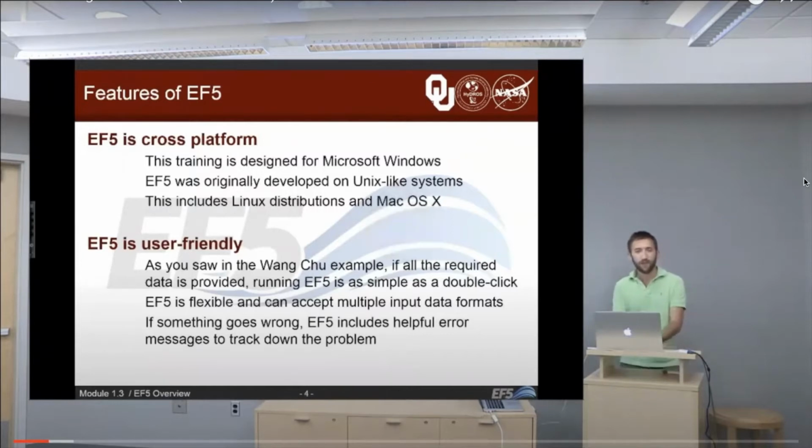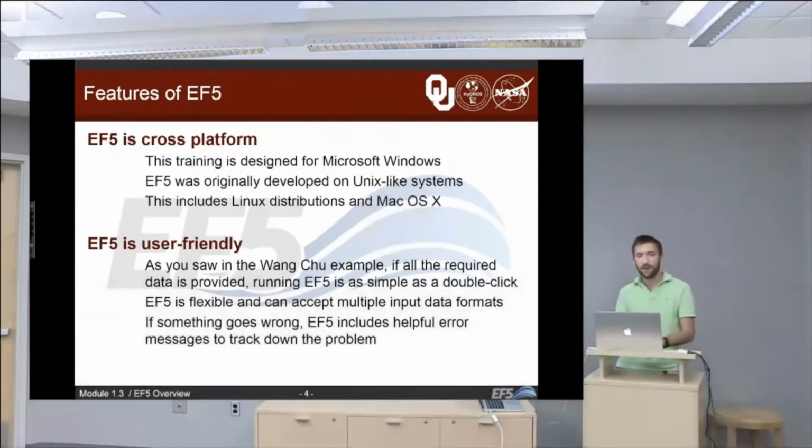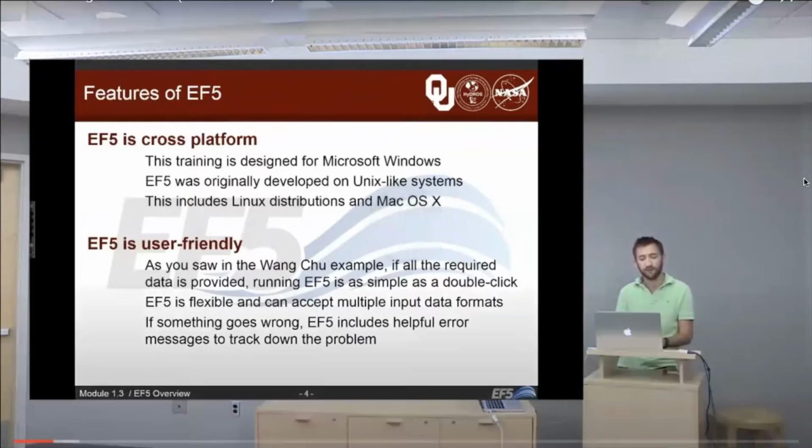It's also cross-platform. This training is designed and done in Microsoft Windows, but it was originally developed on Unix-like systems, and so that includes many different Linux distributions and also Macintosh OS X. You can run EF5 on those computer systems if you so desire.